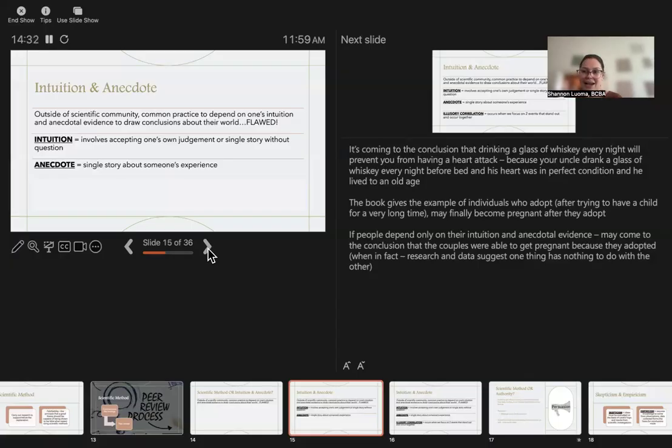But if you are actually engaging in certain behaviors based on that anecdote, well, it's not based on any research, right? It's not based on sound findings. I don't know if a glass of whiskey every night prevents you from having a heart attack. I would guess probably not, but you never know. But this is purely based on a single story of someone's experience.